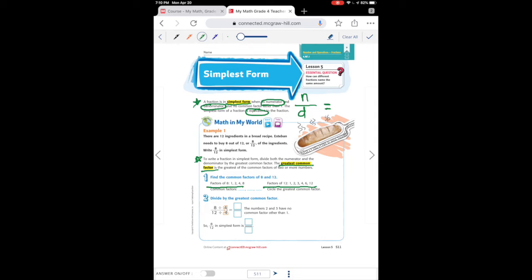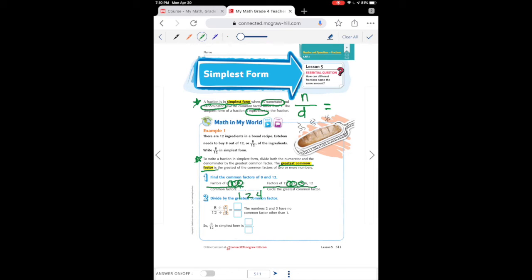So we need to figure out what are their common factors. That just means what factors do they have that are the same. So they both have 1. They both have 2. They both have 4. Do they both have 3? No. 6? No. 8? No. 12? No. So their common factors are 1, 2, and 4. I'm writing below the lines because it's hard to write perfectly when I'm using this pen.